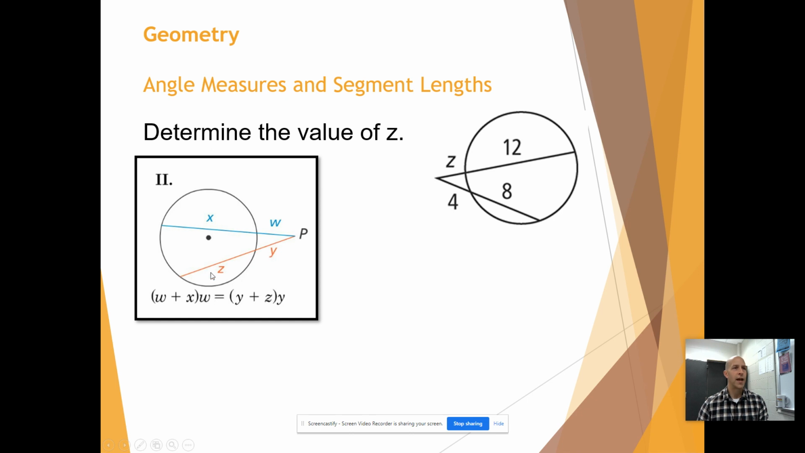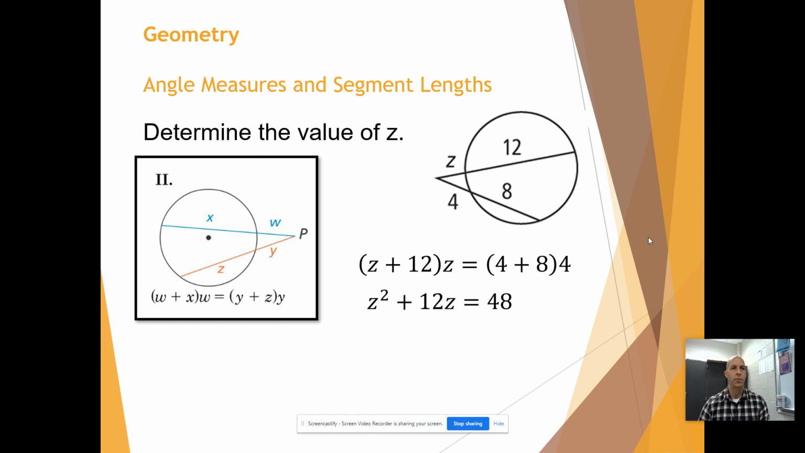It turns out that the product of w and w plus x is equal to the product of y and the sum of y and z. We're just going to use that in this example, in the opposite order. So we're going to say that the quantity z plus 12 times z is equal to the quantity 4 plus 8 times 4. We'll go and do the distributive property.